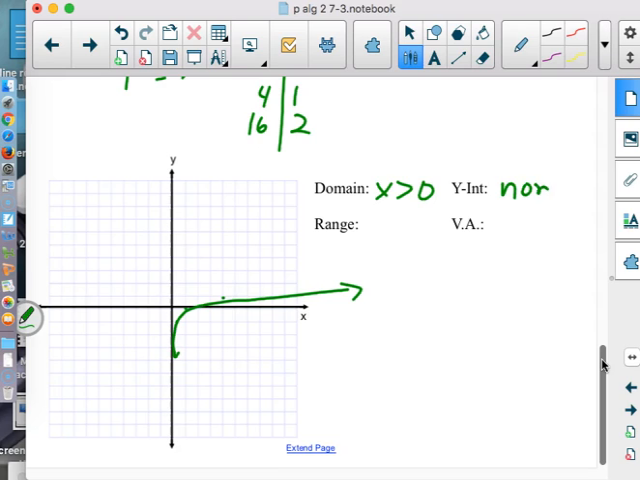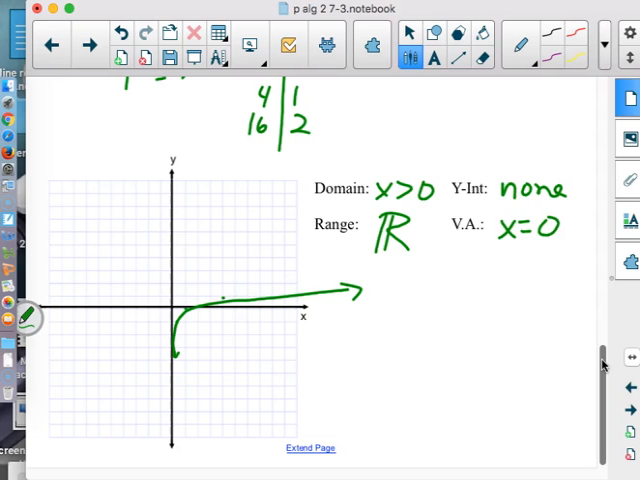Don't get one. Always an important feature when we were talking about our exponential graphs, but with this one we don't get one. Range? All real. Put in whatever you want for Y's. Vertical asymptote was? X equals 0, exactly. We always want to have an equation for that line. Absolutely. So there it is.